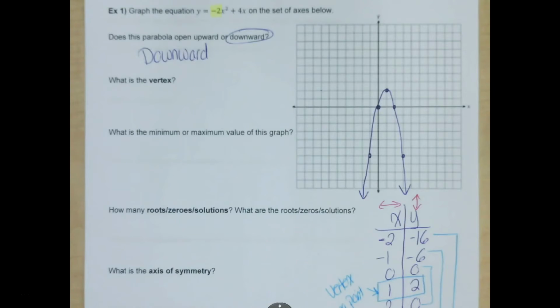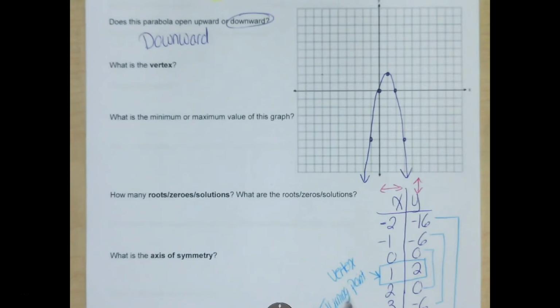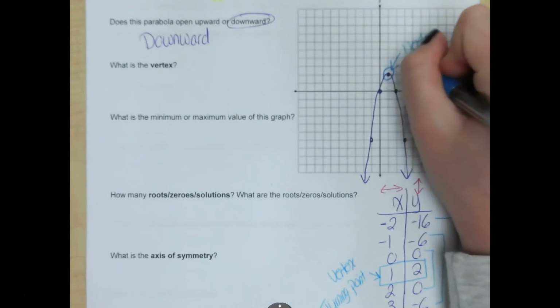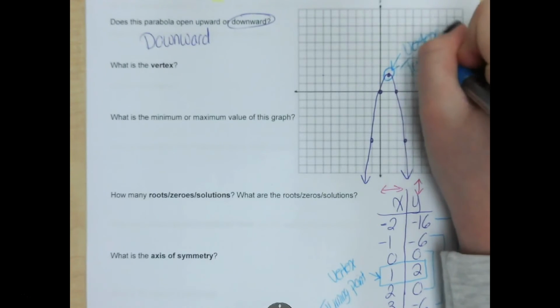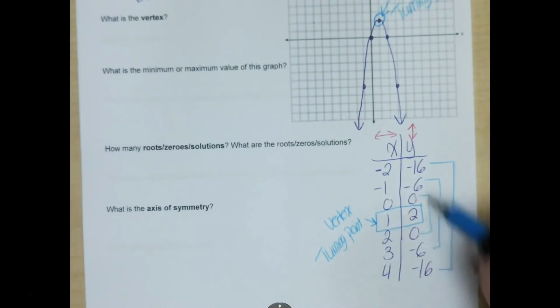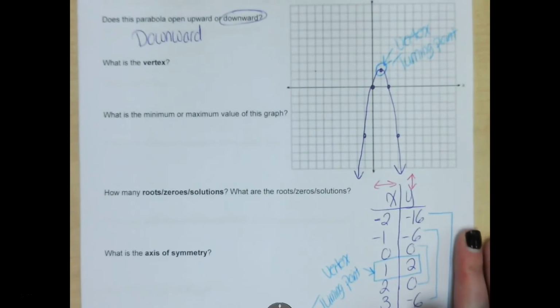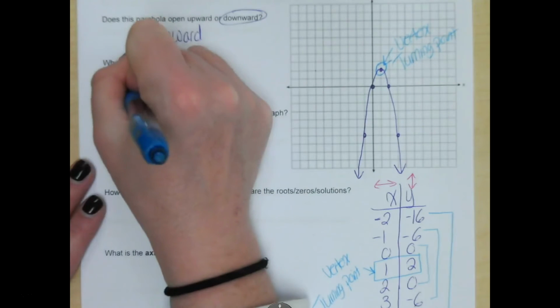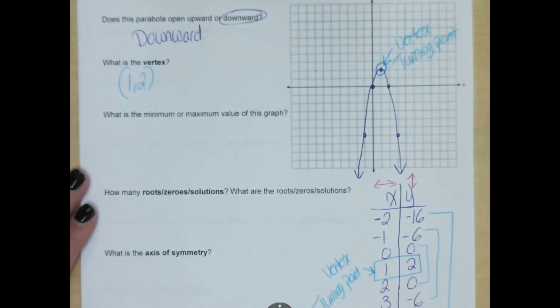Next, what's the vertex? AKA, what's my turning point? Well, I can get my vertex or my turning point right from the graph. Let's label this together. This is my vertex, again, also known as my turning point. But instead of looking at the graph, I could have also looked at the XY table that I copied down. That point where it's going to start flipping on me, that's going to be my vertex as well. So wherever you want to get that answer is totally up to you, but the vertex is definitely 1, 2.